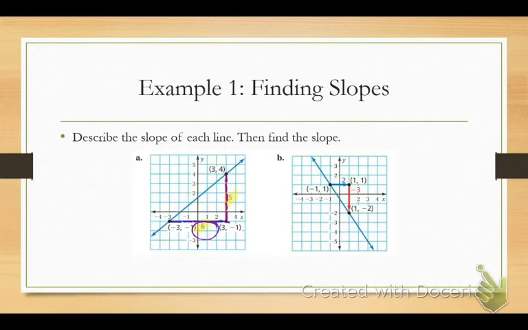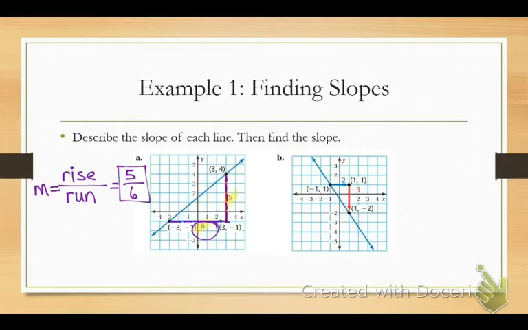So my formula, I want you to write it down: m equals rise over run. This is the formula I use when I have a graph to determine my slope. What was my rise value? How many units between the 2 points did it go up? 5. And how many did it run? How many did it go across? 6. So that's my slope.